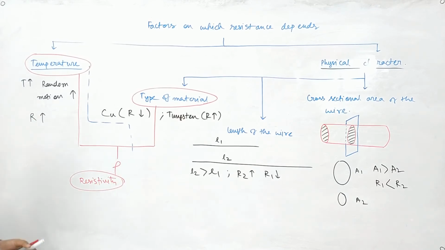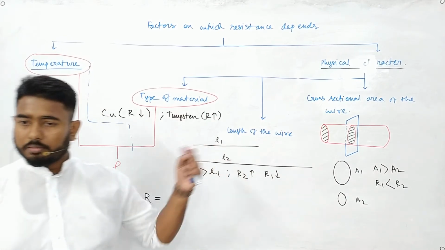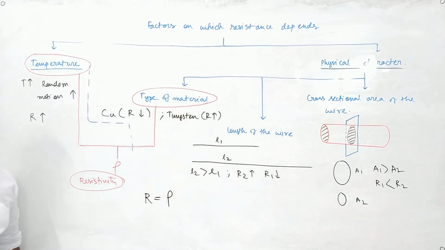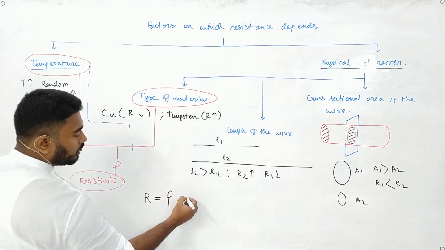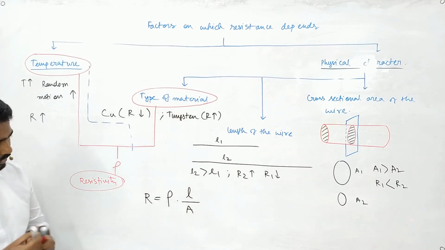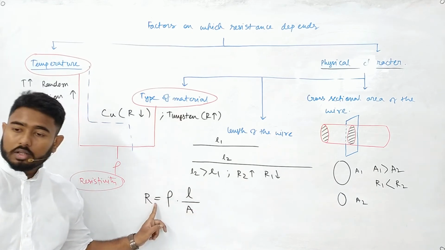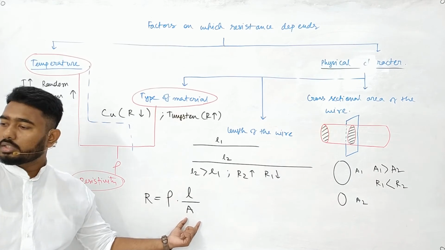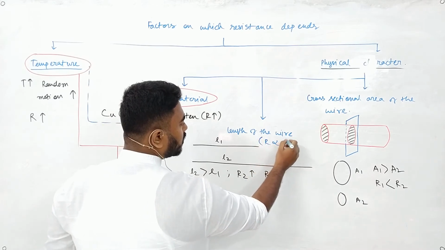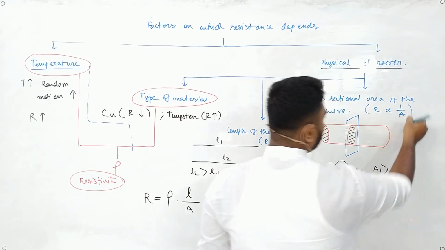Now resistance deals with all four of them, right? So if we combine these two and say it depends on resistivity, then it will depend on length and on area. If the length increases, the resistance will increase. Area is inversely proportional to resistance. So R is proportional to L, and R is proportional to 1 by A.